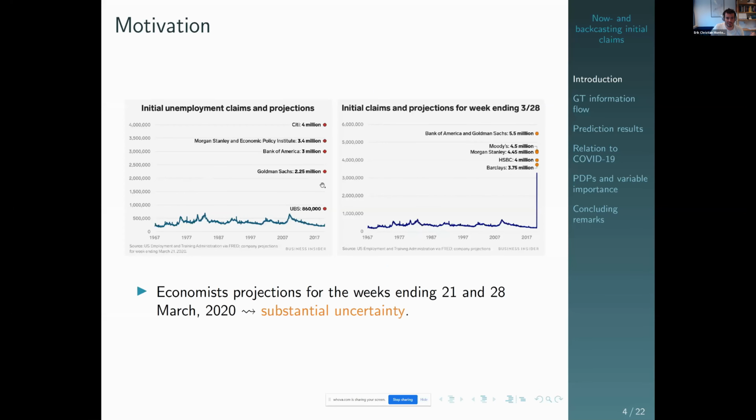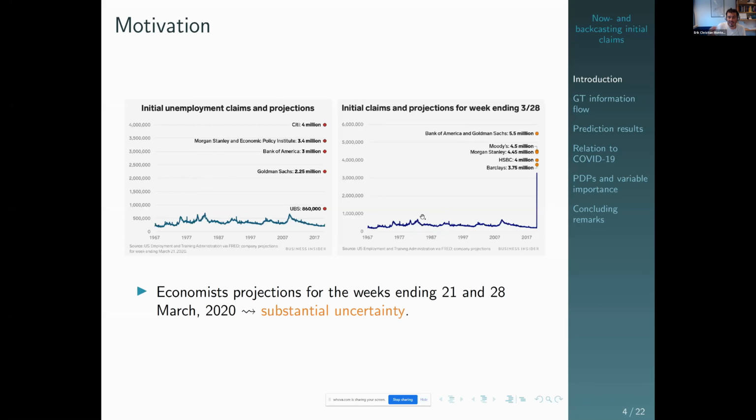And just to show you how difficult it was to predict, what I'm showing here is news clippings from the week just after the lockdown, where economists did not know where it would land. You had UBS predicting 860,000, whereas you had Citi predicting 4 million. So this is a few days before the release. We have to think about the span between 4 million and 860,000 is much larger than the gap to the highest unemployment claims to date, which was around 800,000, at the peak of the financial crisis of 2008 and 9.